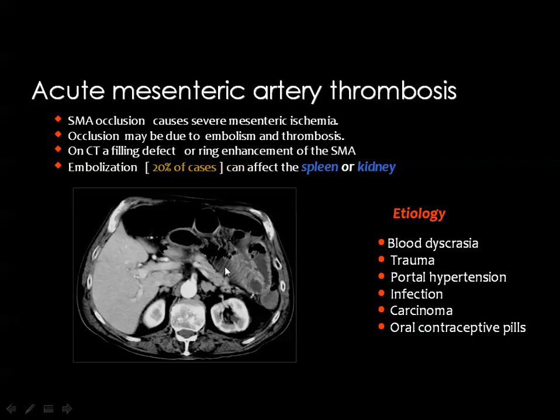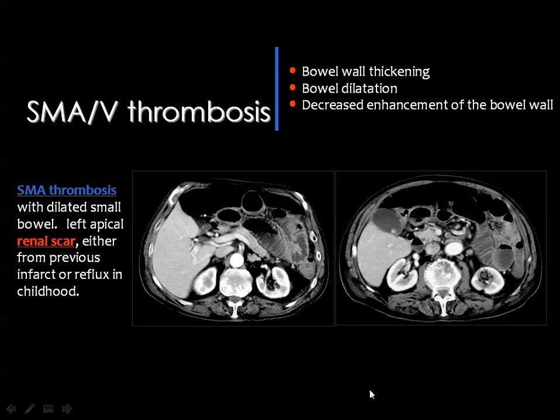There are many causes for thrombosis of the artery and the vein, including blood dyscrasia, trauma, portal hypertension, infection, malignancies, and sometimes oral contraceptive pills. In the same case as the previous image, you see the superior mesenteric artery is partially occluded by a thrombus, and looking at the intestine, you see it is dilated, and there are fluid levels denoting some obstructive changes.